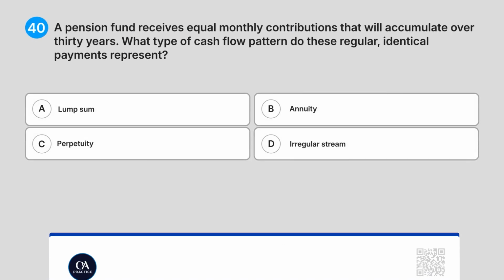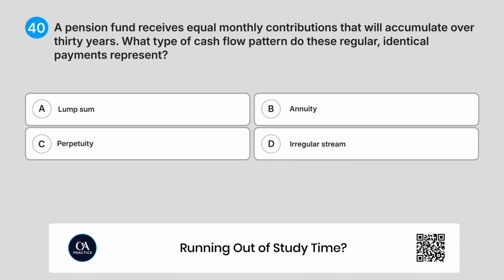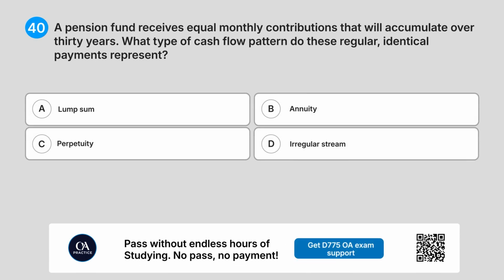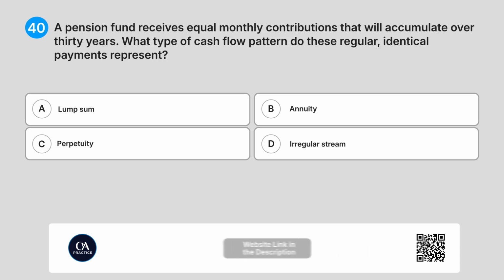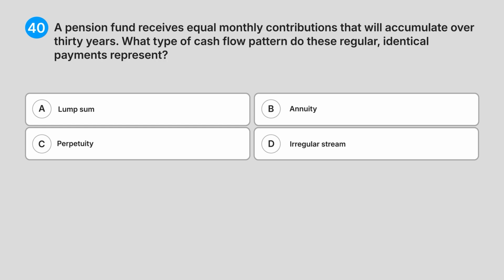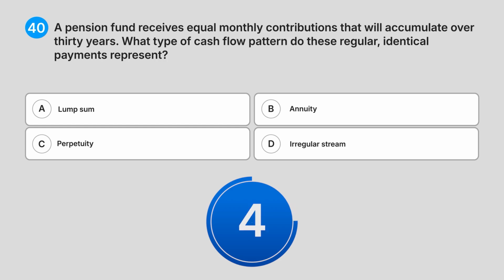40. A pension fund receives equal monthly contributions that will accumulate over 30 years. What type of cash flow pattern do these regular, identical payments represent? A. Lump sum. B. Annuity. C. Perpetuity. D. Irregular stream. Do you know the answer?